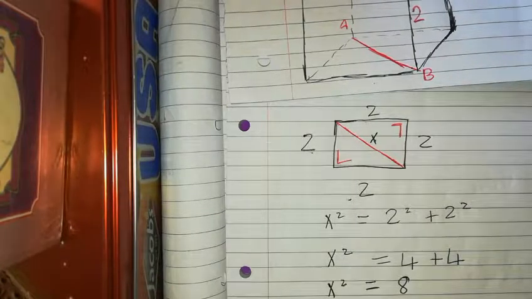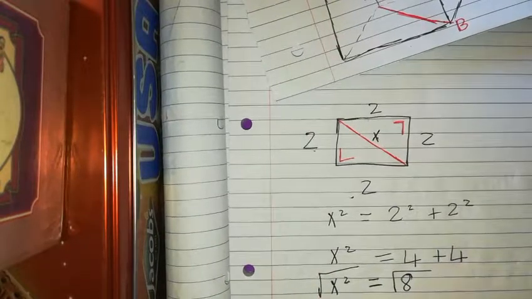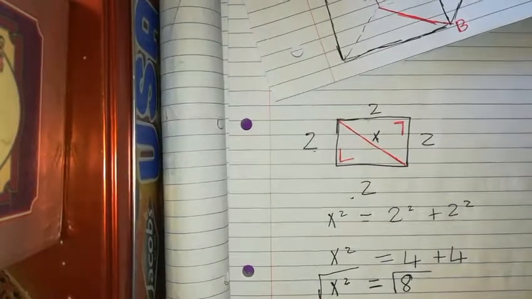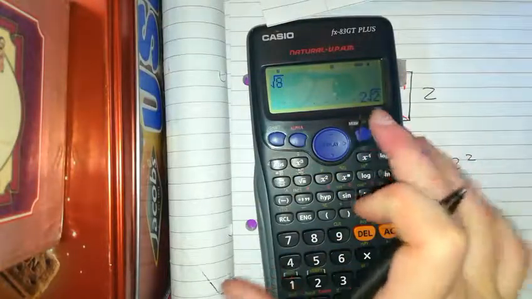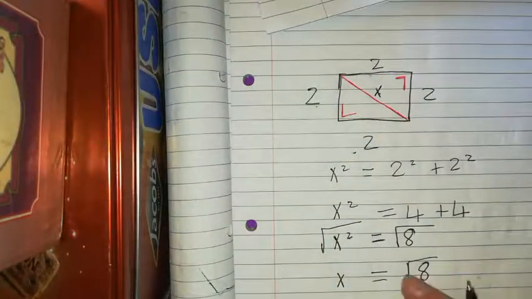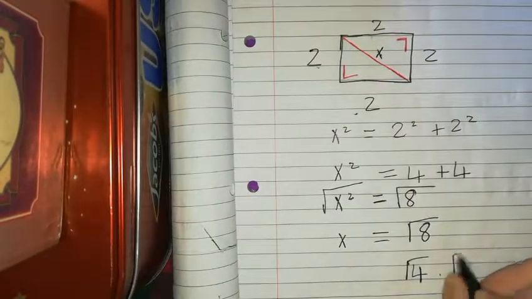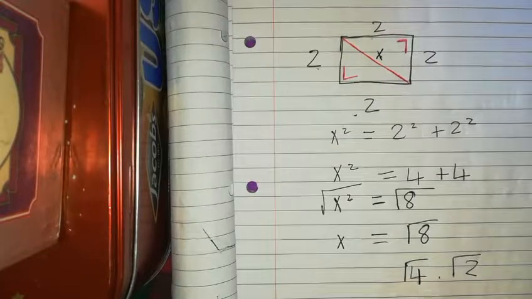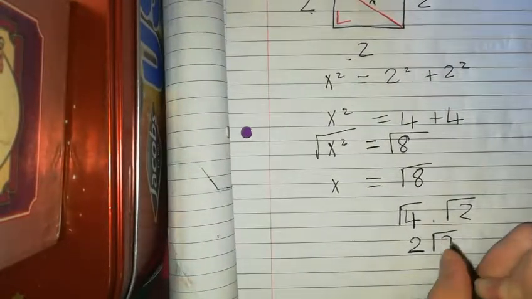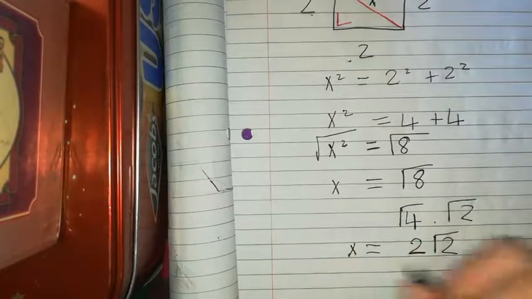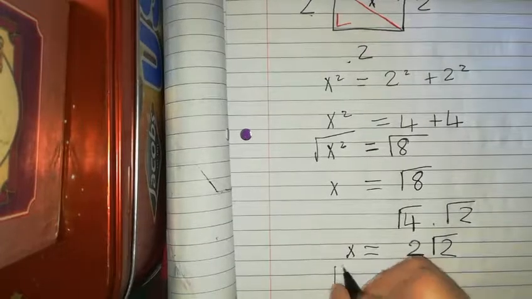And then if I want to get what x is, I have to get the square root of both sides. So x is going to be the square root of 8. If I plug the square root of 8 into my calculator, I'll get 2 root 2. How they got that is that I can write the square root of 8 as the square root of 4 multiplied by the square root of 2. Because I can work out the square root of 4, which is 2, I can write it as 2 root 2. So x is equal to 2 root 2, and really they called it AB.